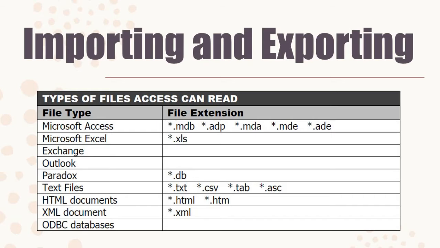Exchange, Outlook. So, ito yung ating mga file type na kayang basahin daw ni Microsoft Access in terms of importing at exporting: the Paradox, the text files, the HTML documents, the XML documents, and the ODBC database. So, tayo naman, ang gagamitin natin is the Microsoft Access and the Microsoft Excel. Those two kinds of application will be used in importing, exporting, and linking.